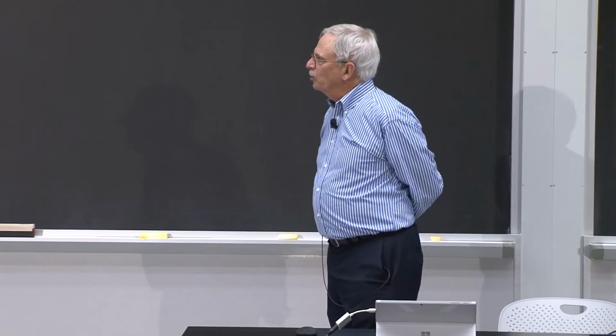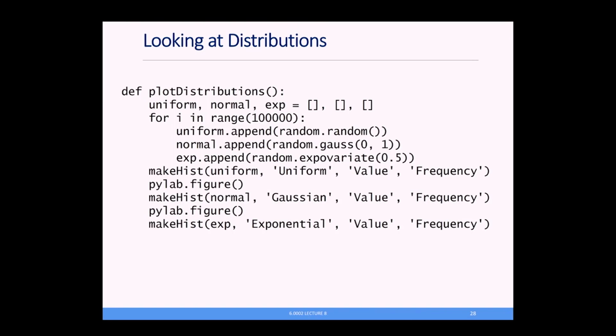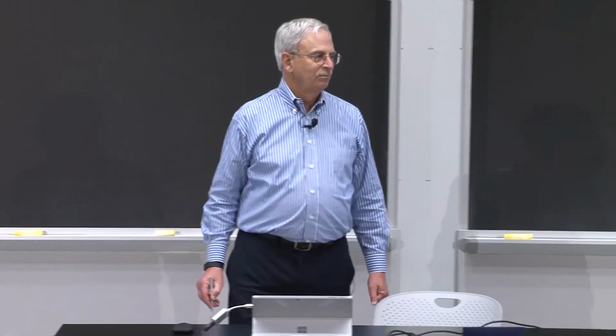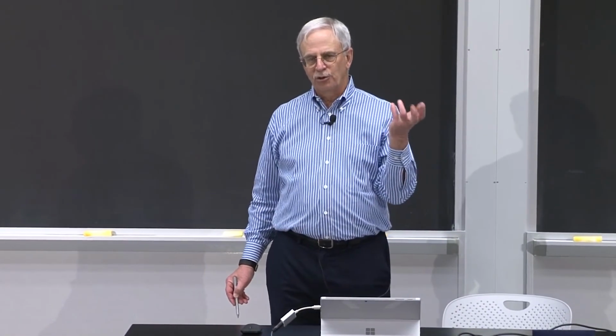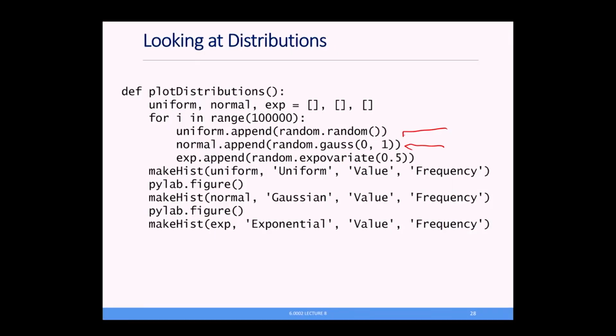First, let's look at the distributions. And we'll look at three common distributions: a uniform distribution, a normal distribution, and an exponential distribution. And we'll look at each of them for, what is this, 100,000 points. So we know we can generate a uniform distribution by calling random.random. It gives me a uniform distribution of real numbers between 0 and 1. We know that we can generate a normal distribution by calling random.gauss. In this case, I'm looking at it with a mean of 0 and a standard deviation of 1.